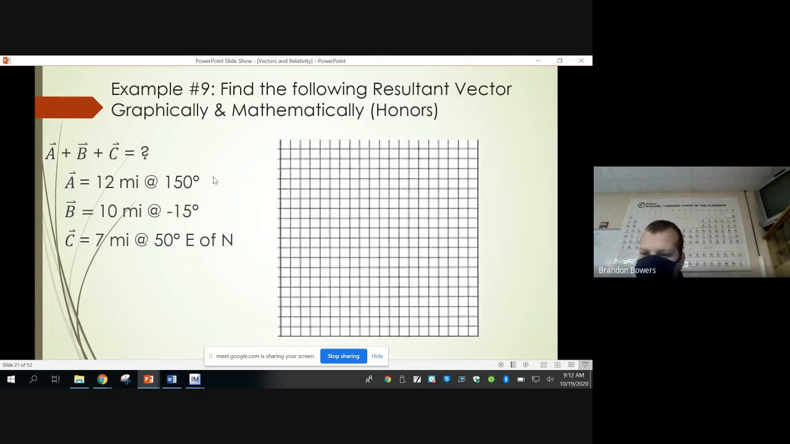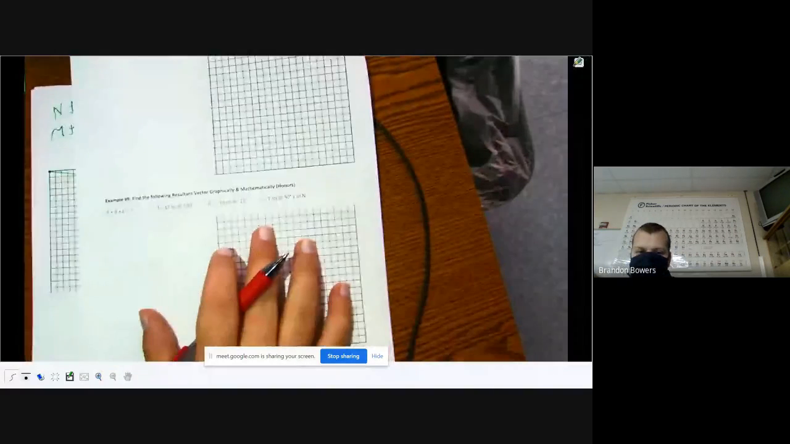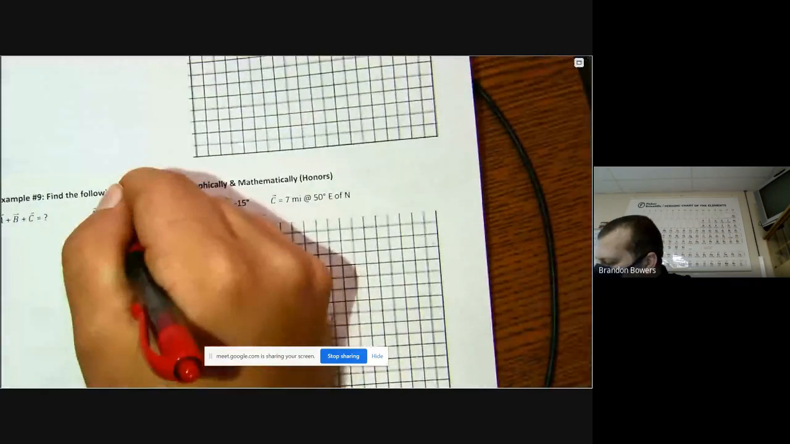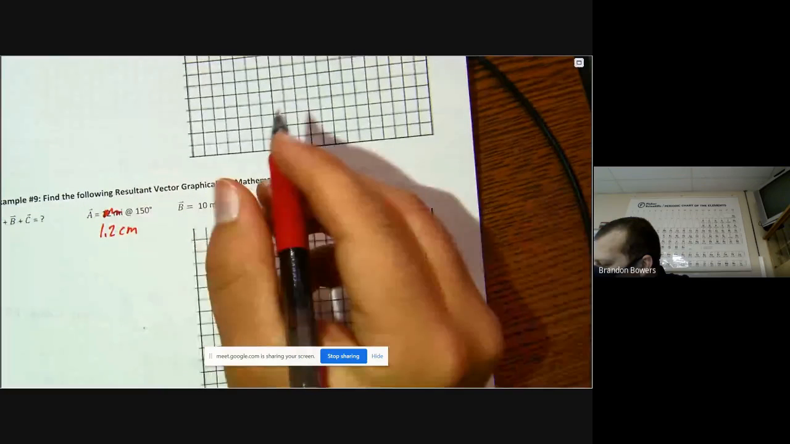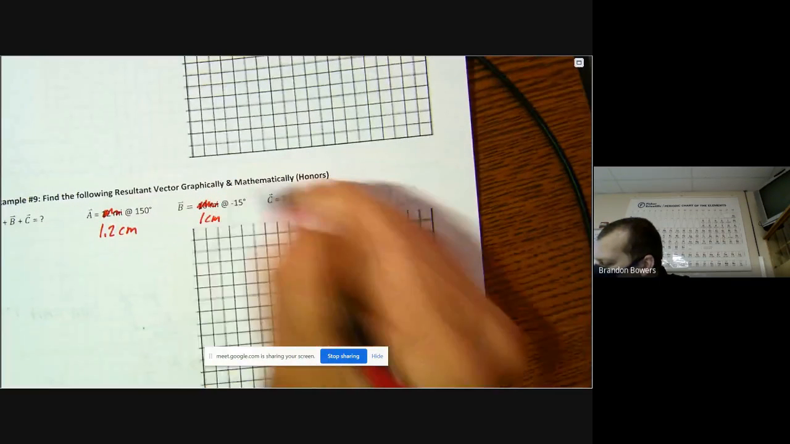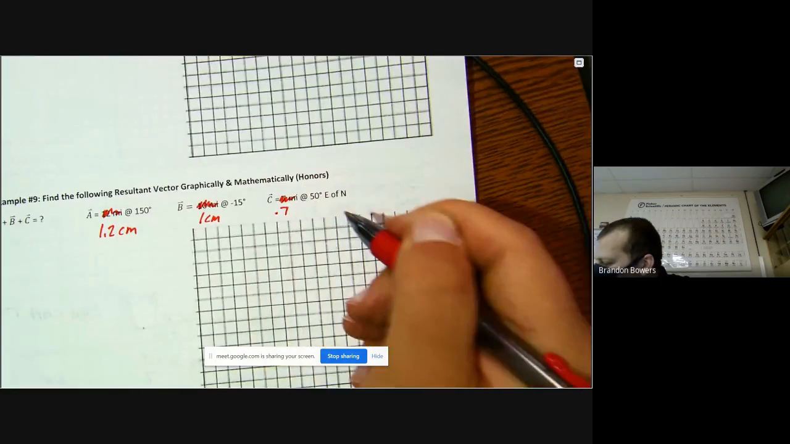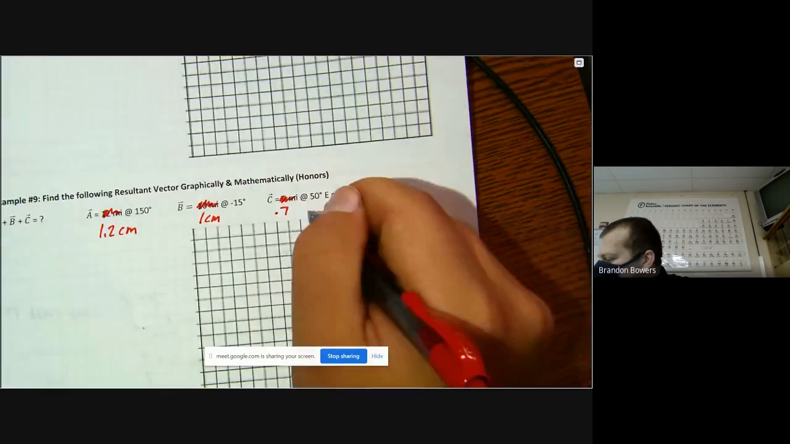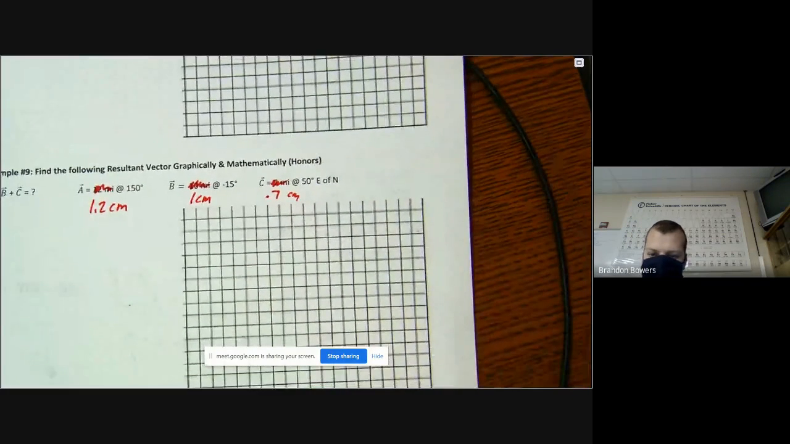So what I'm actually going to do is adjust the numbers a little bit on your paper, just because that's pretty large. We're going to do 1.2 centimeters. We're going to change this one to 1 centimeter. And then we'll change this one to 0.7. Basically divide each one by 10. Okay? It is going to be a little one.